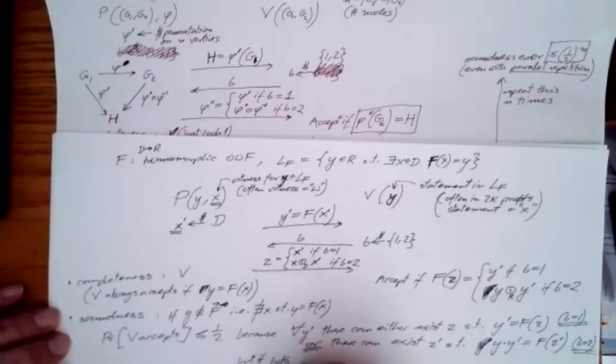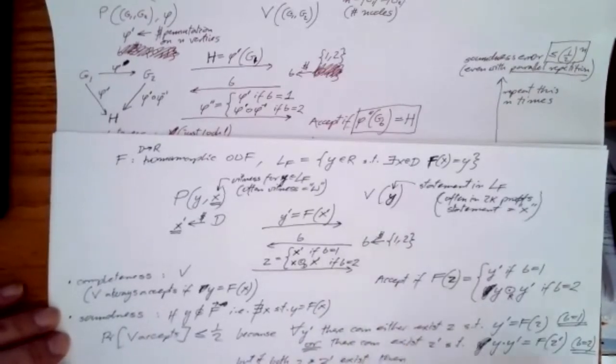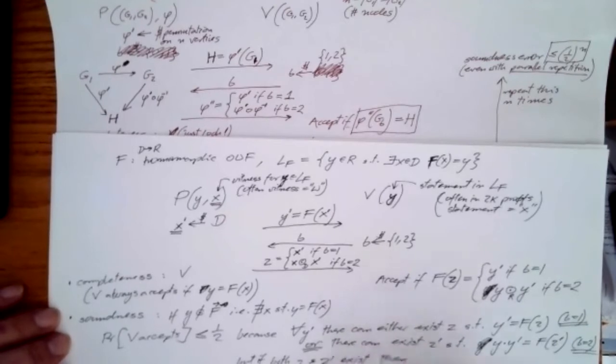But if both z and z prime exist, then what do we know from the homomorphism of the function? Then y times y prime, divided by, multiplied by the inverse of y prime, and it's a group, so everything has an inverse. Think of, in this case, division, right?